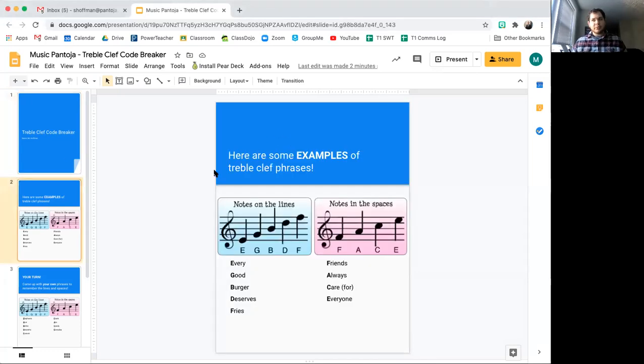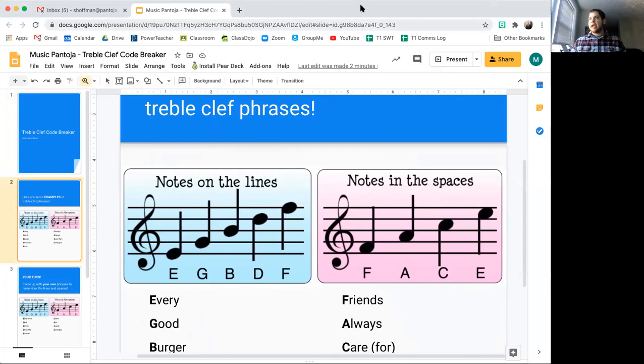So the first thing we need to do is know the names of the line notes and the space notes. These are the two categories of notes we have on the staff. The line notes have a line going through them, just like this one here, or this one here. And the space notes are between the lines. You can see there's a line here, and there's a line here, but this note is in the space in between. So that's why we call it a space note, and we call the other one a line note.